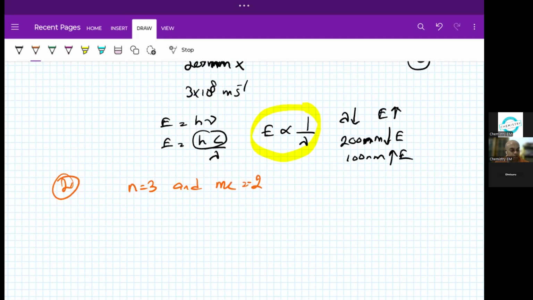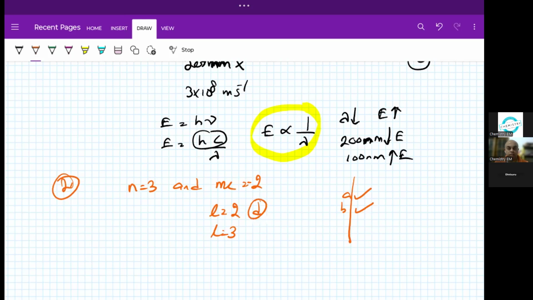A. The electron is in the third main energy level. That is obvious. A is correct. B. The electron is in a d orbital. That is also correct, because ml equals minus 2 means L should be 2. L cannot be 3 for n equals 3. When n equals 3, L can be 0, 1 and 2. So ml equals minus 2 should come from L equals 2, which is d. So the electron is in a d orbital. That is also correct.